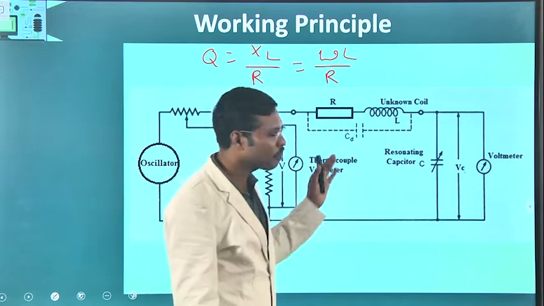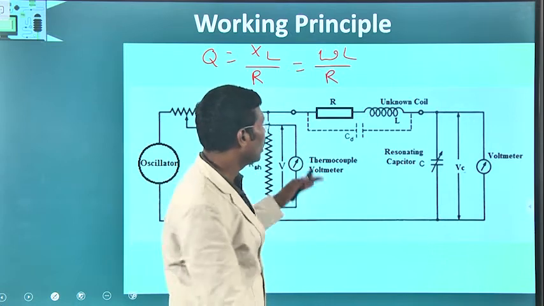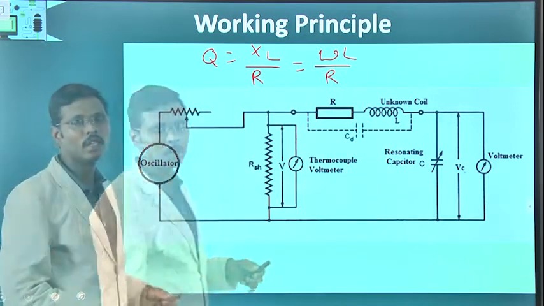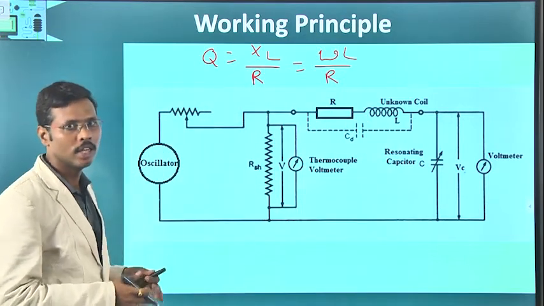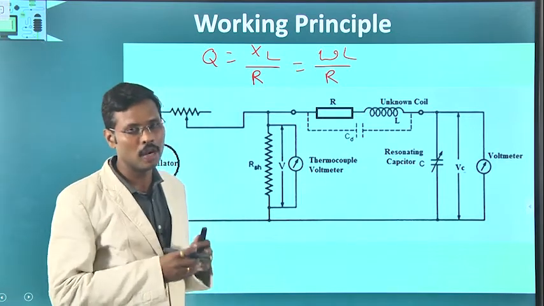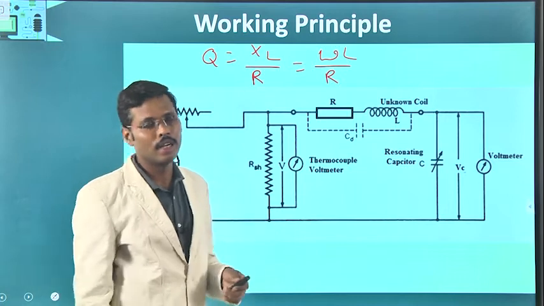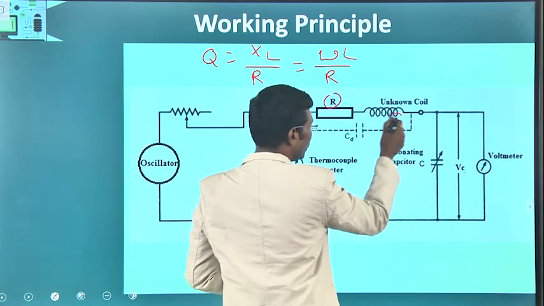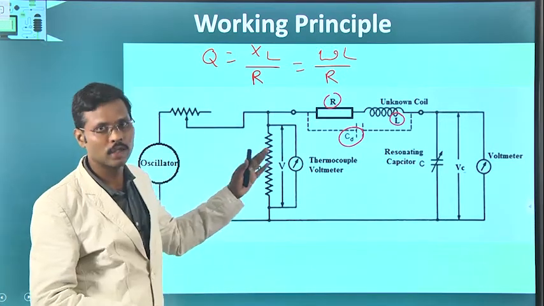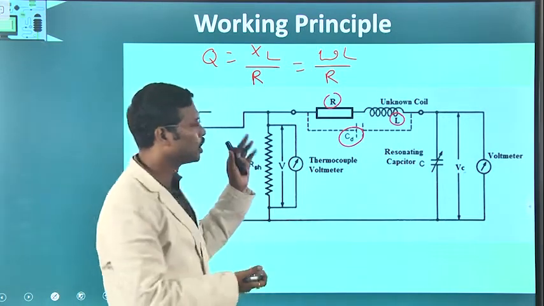Here we are using the concept of series resonance. Now let us discuss the working principle of this Q meter. We are using the concept of resonance for the measurement of quality factor of any component. Here we are taking an RLC circuit, which is a resonance circuit, and this resonating circuit is connected in series to the source. The measurement of quality factor can be done by using this resonating circuit.